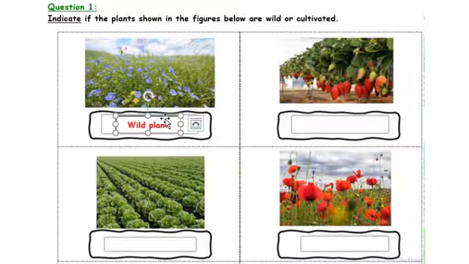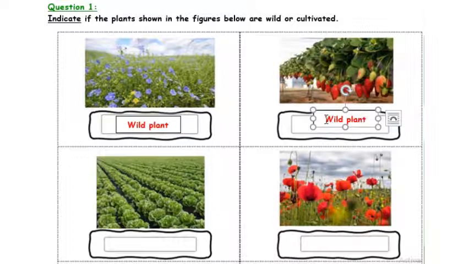What about the strawberry plant? Cultivated plants, as I said before, are very useful to people. So we cultivate them. So the strawberry plant is a cultivated plant that provides people with some yummy fruits, the strawberries.